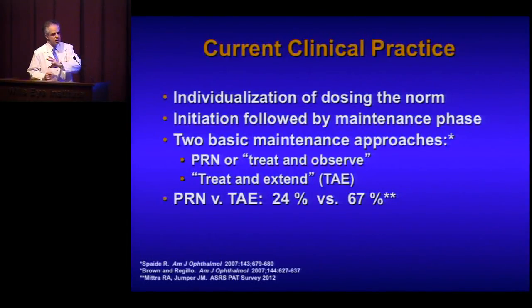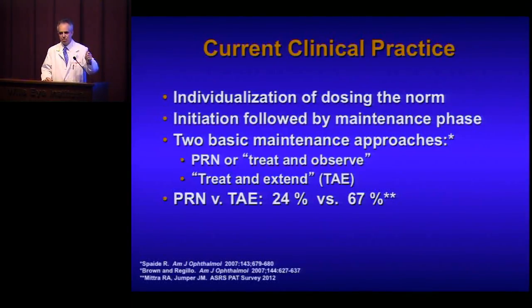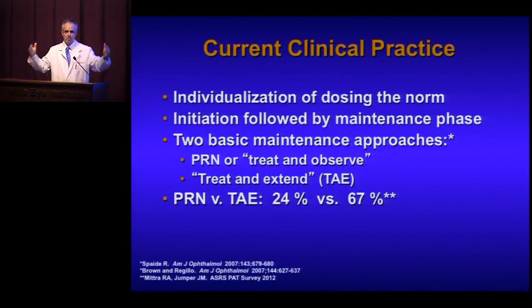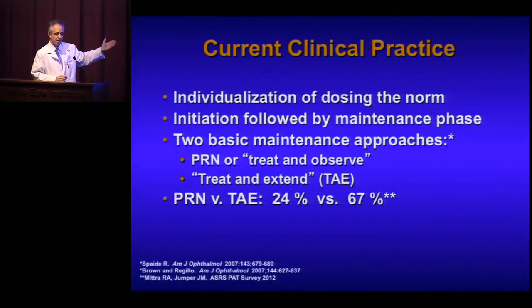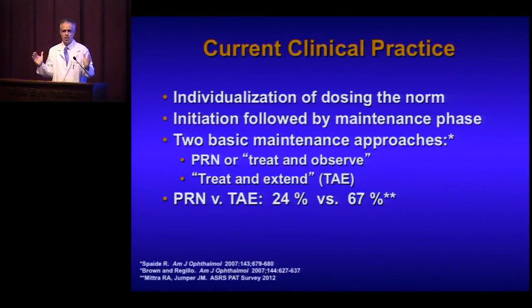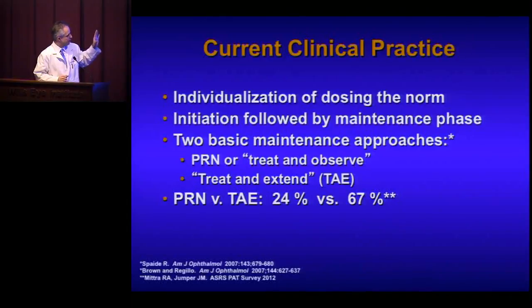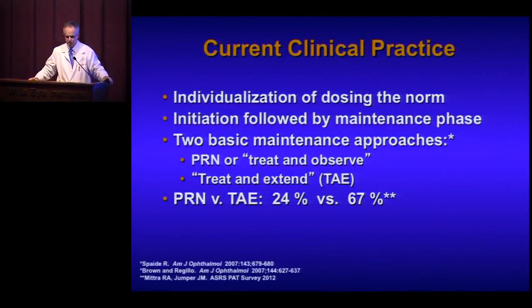And what that means is sort of an induction followed by maintenance. Basically, we treat the macula until it's as dry or as good as it can get with frequent, regular injections, and then we back off. The so-called maintenance stage is either PRN, meaning treating when there are signs of recurrences, so watch and wait, or treat and extend, which is a more continuous form of therapy, which is now the norm. Almost 70% of respondents in a survey from the American Society of Retinal Specialists now show that they're using that individualized, more continuous form of therapy.